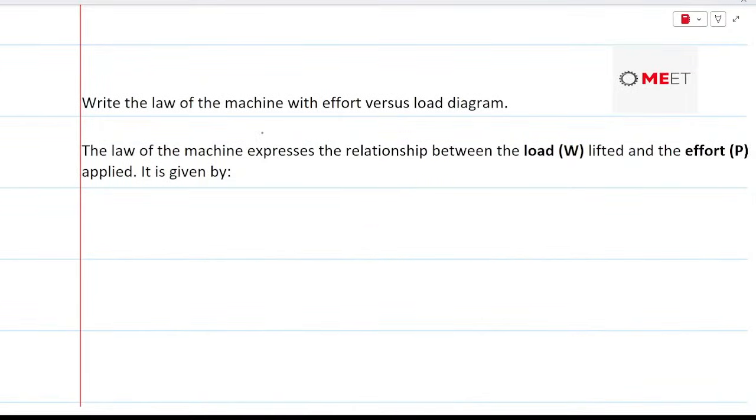Write the law of machine with effort versus load diagram. So the law of machine is expressed by the relationship between the load and the effort that is being applied. So effort P is equal to M times W, which is load, plus C. Here P is referred to as effort, M is the slope, W is the load, and C is the additional force that is required to overcome the friction.